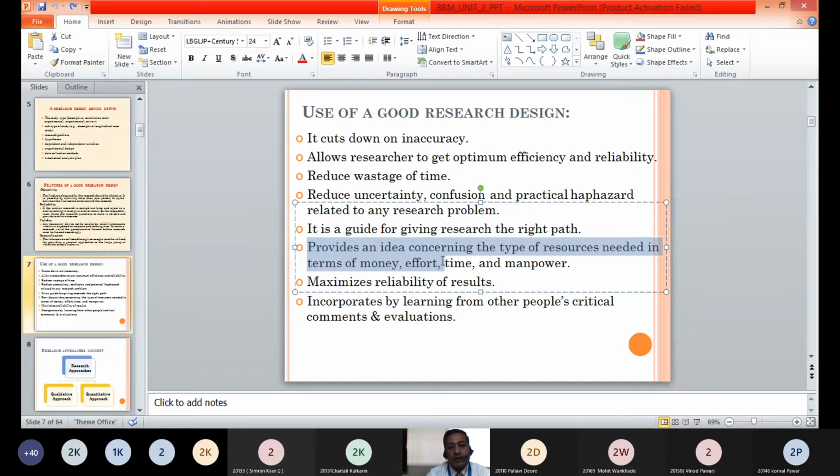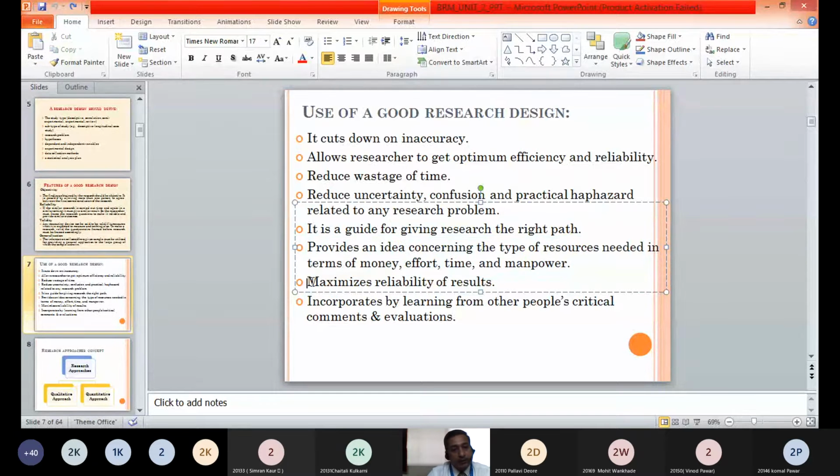Then it provides an idea concerning the type of resources needed in terms of money, effort, time, and manpower. So once you prepare this research design, you come to know what all resources are required for conducting research. Maybe in terms of money, in terms of effort, how much time will be required, how many people, that is manpower, will be required. All that can be calculated, or the researcher comes to know after having a good research design.